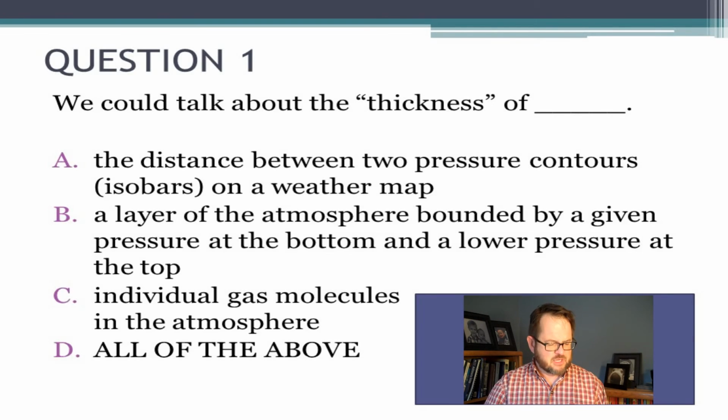Is that thickness? B: We could talk about the thickness of a layer of the atmosphere bounded by a given pressure at the bottom and a given lower pressure at the top. Or C: Can we talk about the thickness of individual gas molecules in the atmosphere? Is that a valid use of the word thickness? Or D: all of the above? Which of these is the right way to use the word thickness based on what we've learned so far? Make a choice from those 4 options and get a little feedback before you move on to question 2.